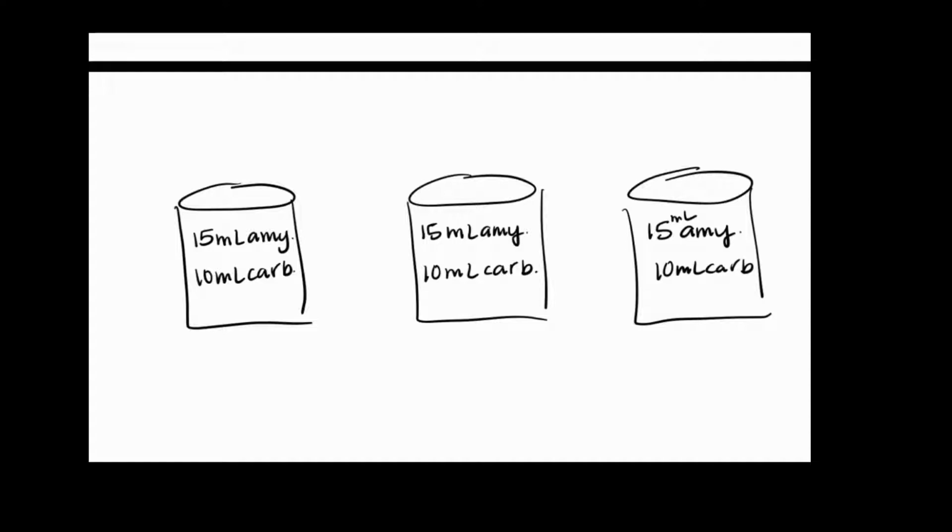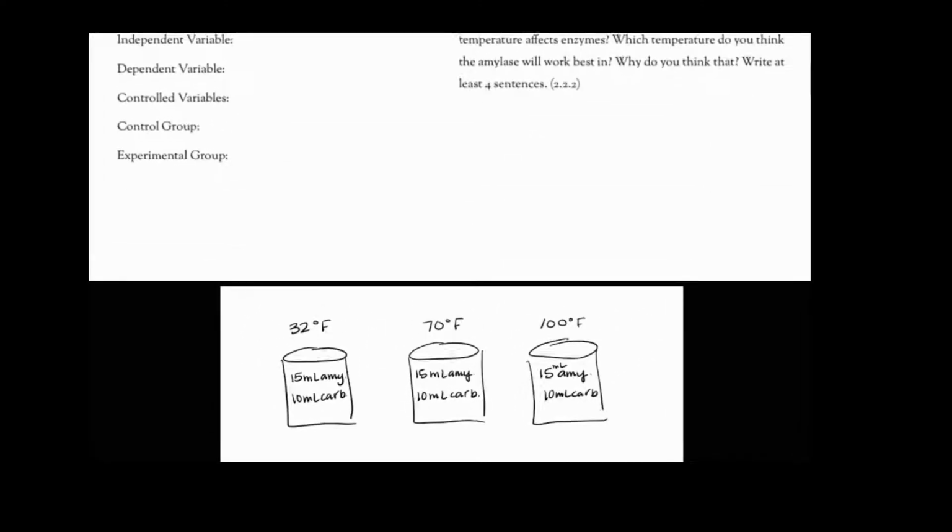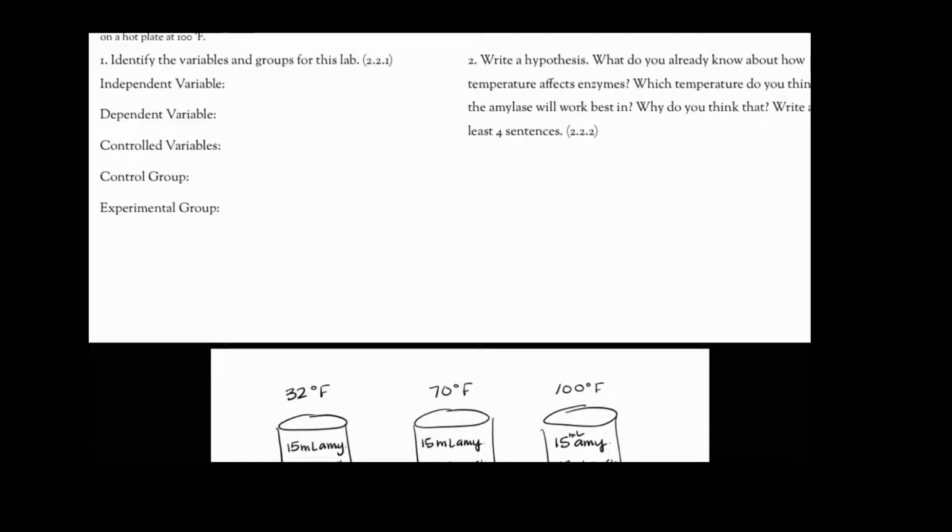Okay, and then so the first one was in the freezer at 32 degrees Fahrenheit. The second one was at room temperature, 70 degrees Fahrenheit. And the third was on a hot plate at 100 degrees Fahrenheit. Okay, so let's see if we can use this information to identify our groups and variables.